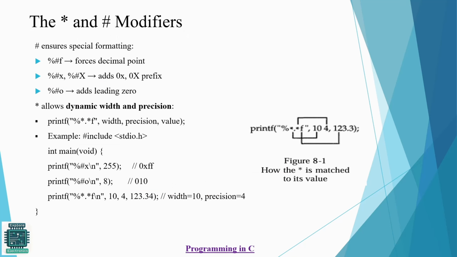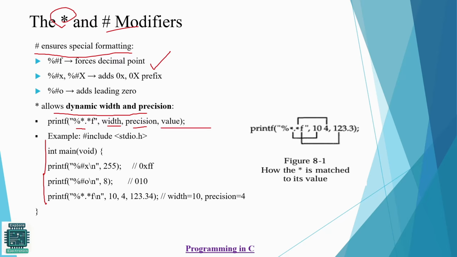Here you can see the star and hash modifiers. Here the hash ensures special formatting. It forces a decimal point, and here is an example of that, like formatting, and the star allows dynamic width and precision. Here you can see printf. I have included star dot star f, here width, precision, value. Okay, the printf statement, and here is an example for that.